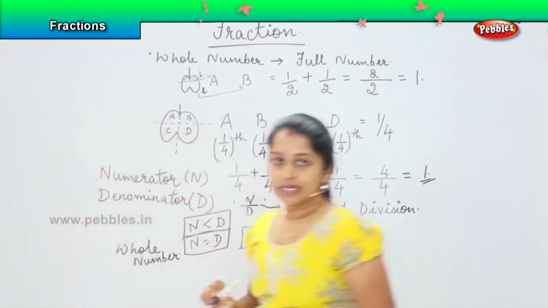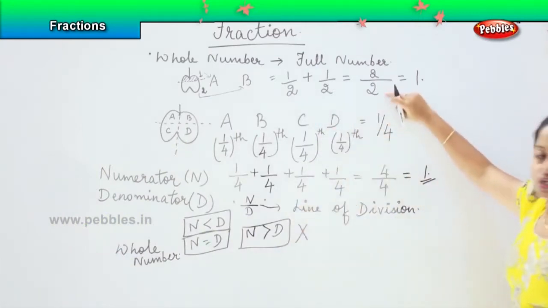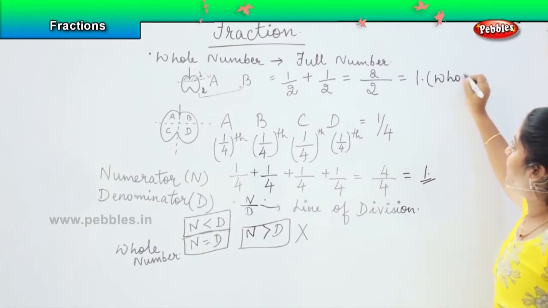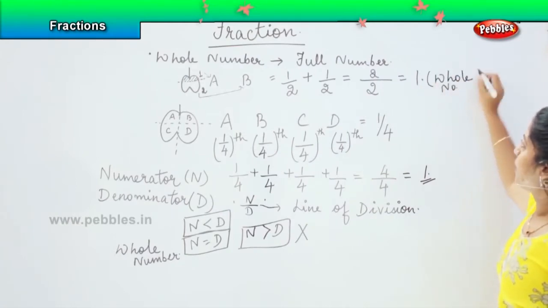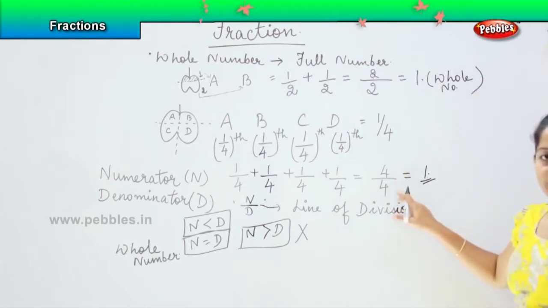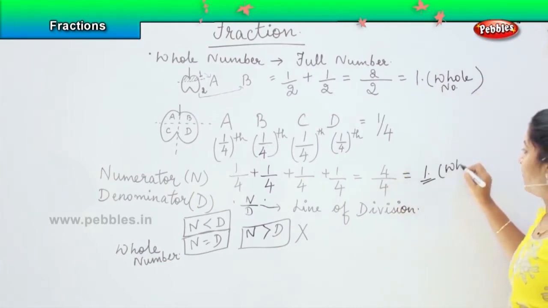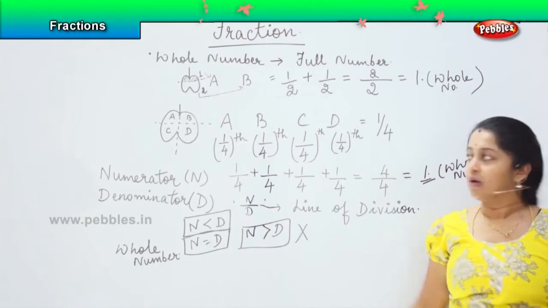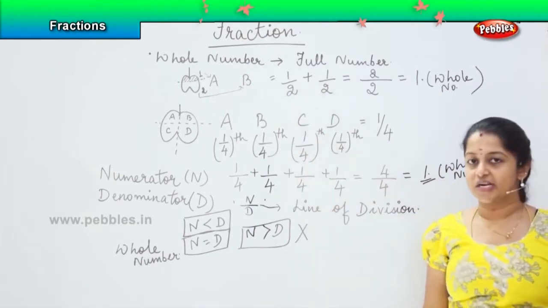Okay, like in the example I said here, 2 by 2, where my numerator and denominator are the same. So it becomes my whole number. Similarly here, 4 by 4. So again it became my whole number. Okay. So are you clear, children, with the basic concept of fraction?